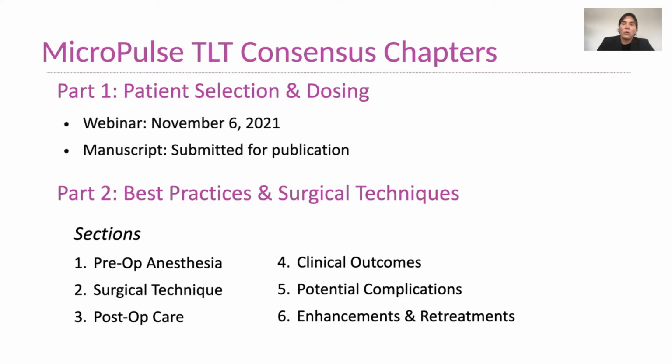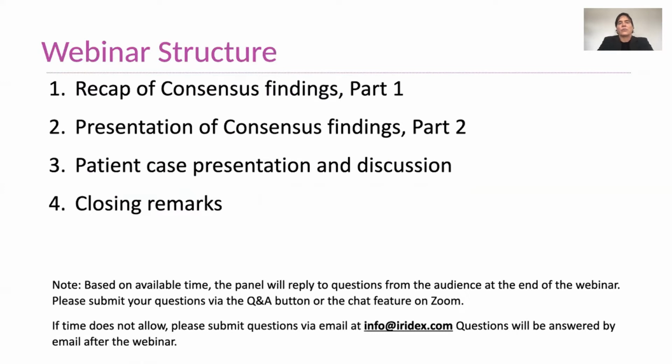Part one talked largely about patient selection and dosing, and that webinar was back in November. It's still available online, and that was the preamble to this meeting. This one is a little bit more advanced in nature. We're getting to some of the subtleties around anesthesia, very concrete nuts and bolts of what we do around the therapy, and then more exceptional cases involving the treatment of MicroPulse TLT. So we're going to recap the consensus findings from part one, and then move into addressing all the consensus findings that we have in this part.